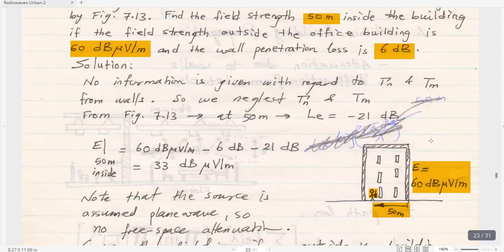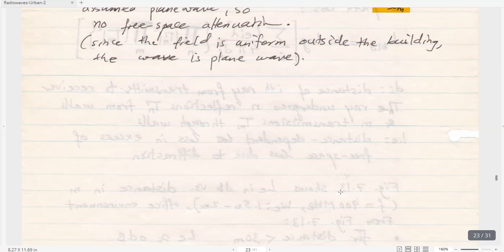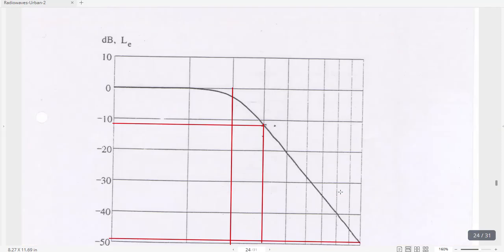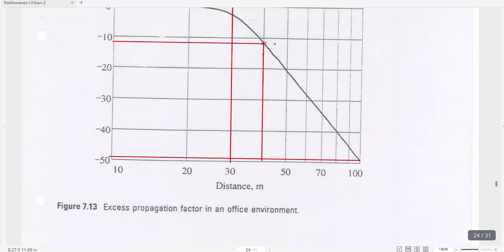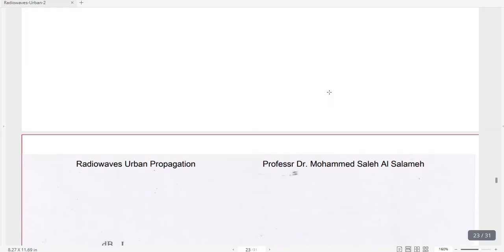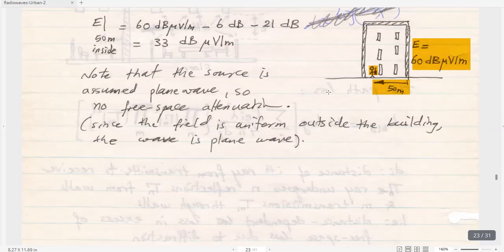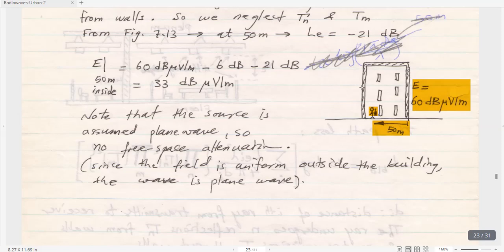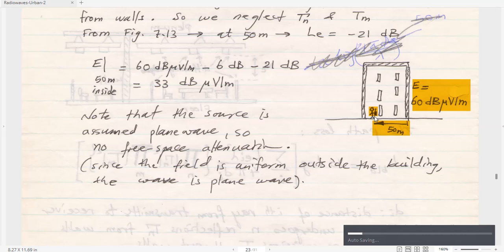The signal is 60, you subtract the penetration loss of 6 dB, and you subtract the loss at 50 meters, which is from here. The loss at 50 meters is around minus 21. The loss is around 21 dB. So we have 60 minus the penetration loss 6 minus the loss due to propagation here, 21 dB.